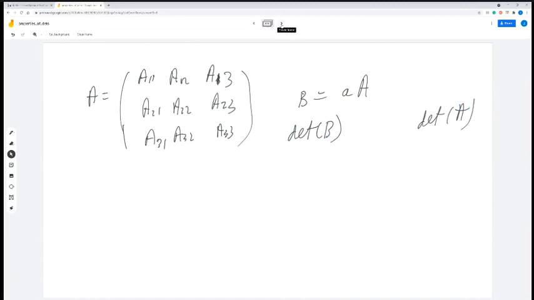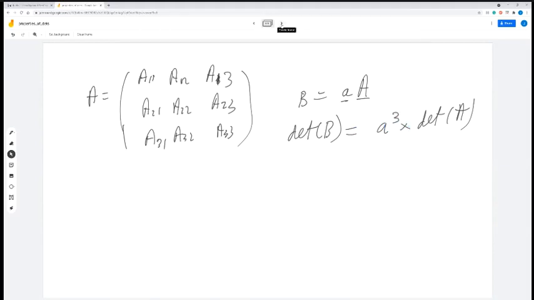So I need to remind you here that if you multiply a matrix by a number, then you have to multiply every row by the same number, right? Every entry, in fact, by the same number. And this means you are multiplying the first row, the second row, and the third row, right? And every time you multiply a row, the determinant will be multiplied by that number, right? So this means that the determinant of B is going to be A times A times A times determinant A. So it's going to be A cubed times the determinant of A.